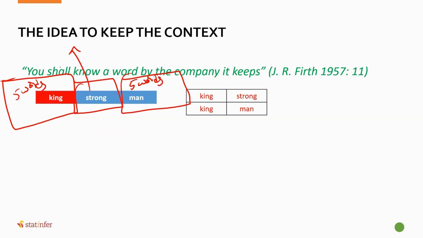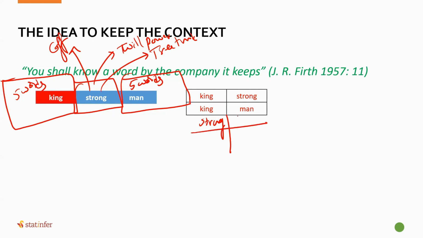So when I say strong, am I talking about strong coffee? When I say strong, am I talking about strong willpower? When I say strong, am I talking about a strong tree trunk? Is that what I'm talking about? When I say strong, which context is strong in? Tell me. Strong is in the context of strength. You have to look at the surrounding words.